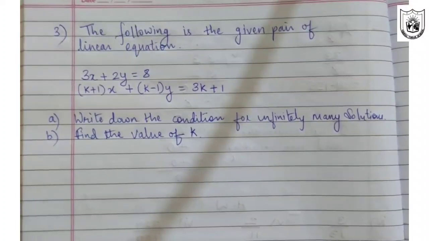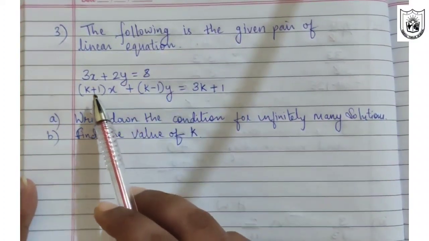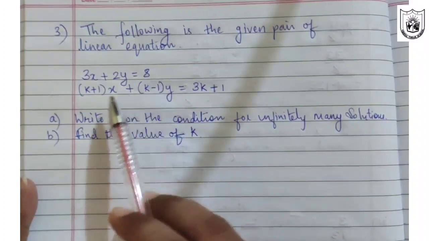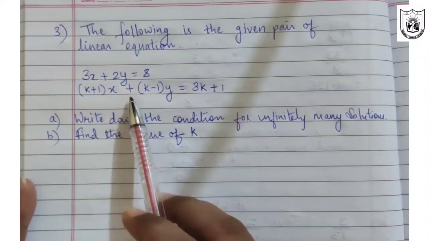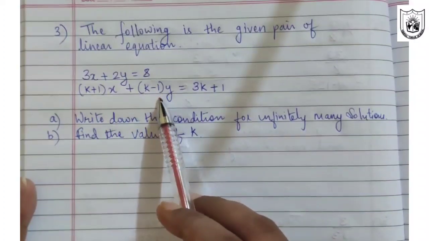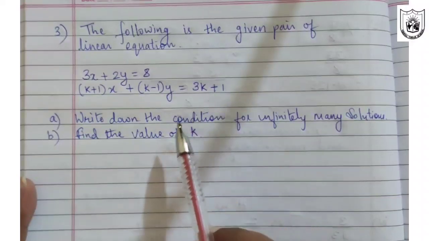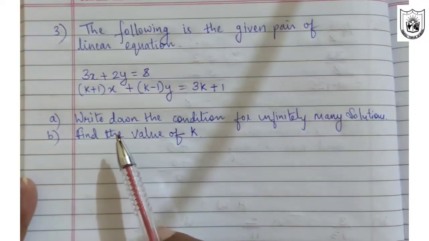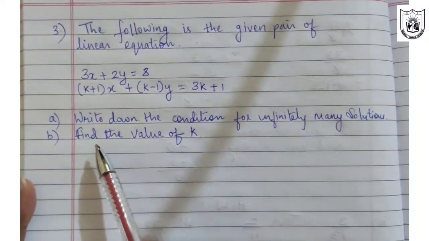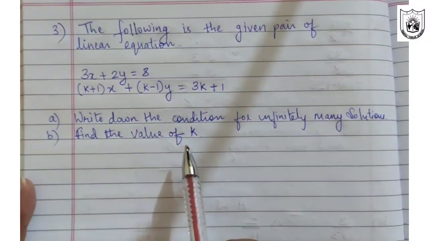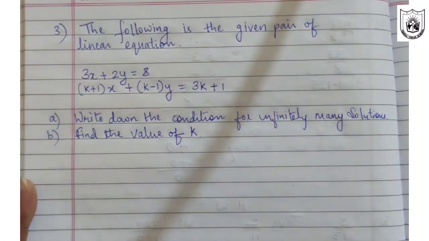Let us now solve the third problem. The following is the given pair of linear equations: 3x + 2y = 8, and the second equation is (k+1)x + (k-1)y = 3k+1. Here we need to first write down the condition for infinitely many solutions, and then secondly we need to find the value of k. What is the condition for infinitely many solutions?